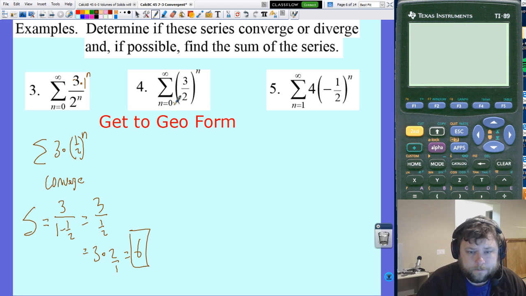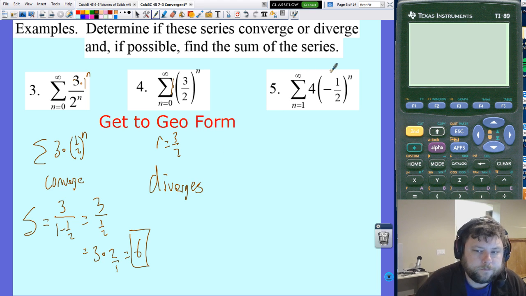Let's look at this one. In this case, it's already in geometric form. Your a is 1 in this case, but your r is 3 over 2, which means it diverges. It's too big. Now this last one. My n equals 1 is a little too big here. So what do you do in those kinds of cases? Well, let's work out the first few steps of the pattern.